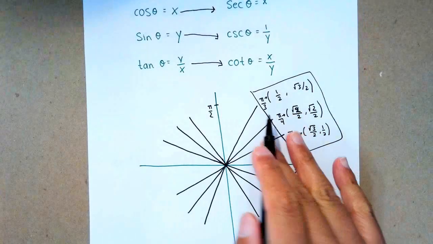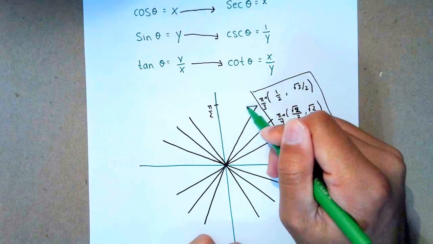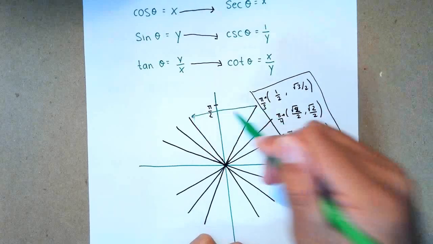So how do I go from the first quadrant to the second quadrant? Well, one thing you should know is everything is symmetric. And what I mean by symmetric is this. This is going to go with that one because it's the same distance.